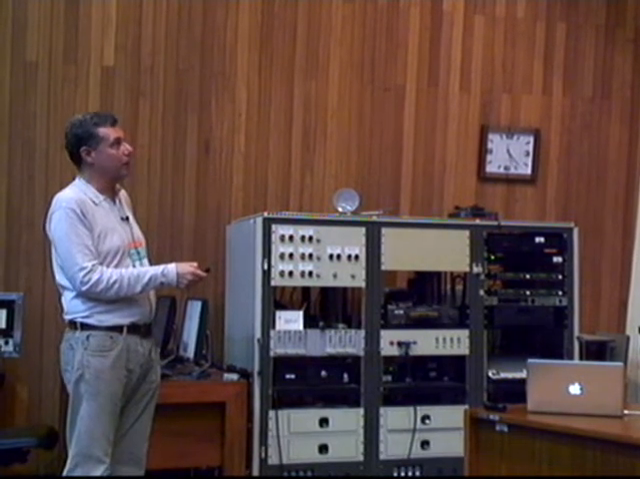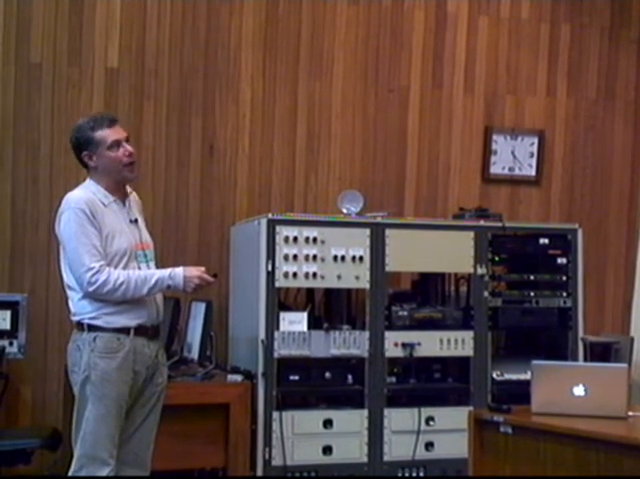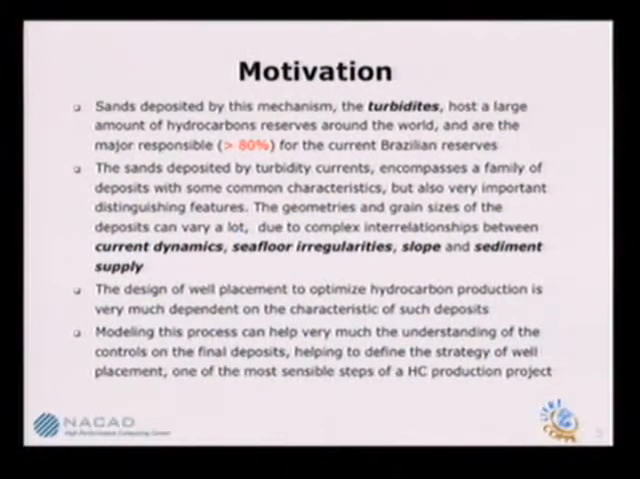Sands deposited by those currents encompass a family of deposits with some common characteristics, but very important distinguishing features. Geometries and granulometry can vary a lot. And they have complex interrelationships between the current dynamics, seafloor irregularities, slope, sediment supply, etc. The design of well placement to optimize hydrocarbon production is very dependent on those characteristics. And modeling this process, believe me, is nowadays one of the most sensitive steps in our hydrocarbon production projects.